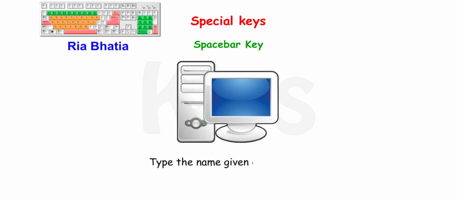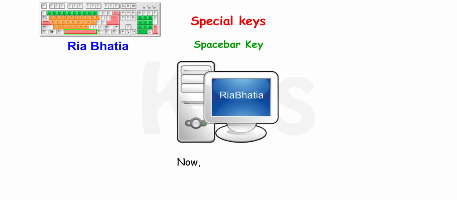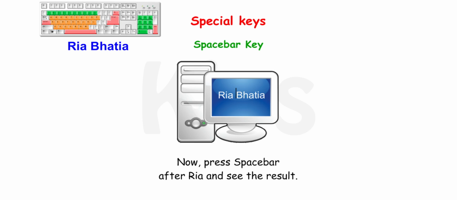Type the name given on the left. See how it looks without a space. Now press spacebar after Ria and see the result.